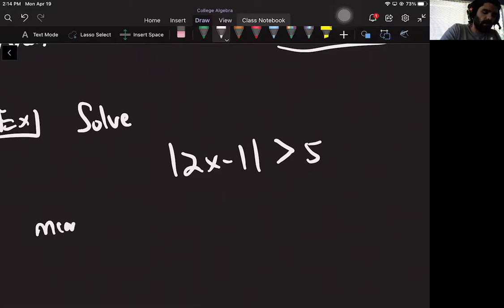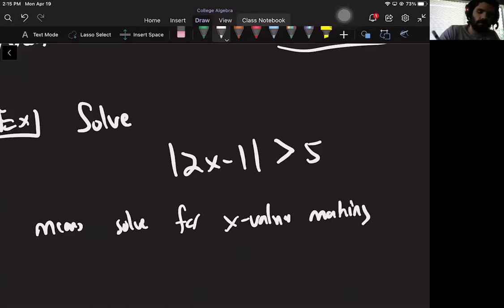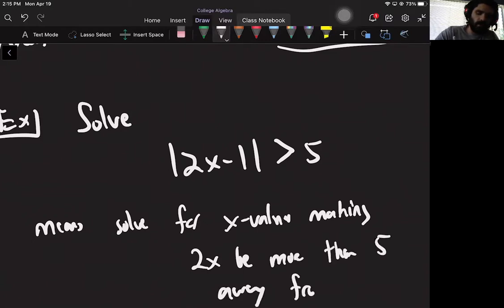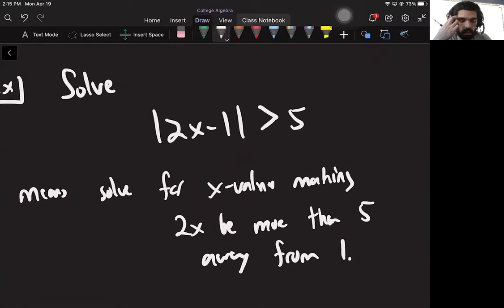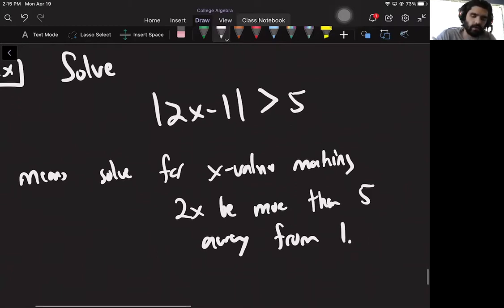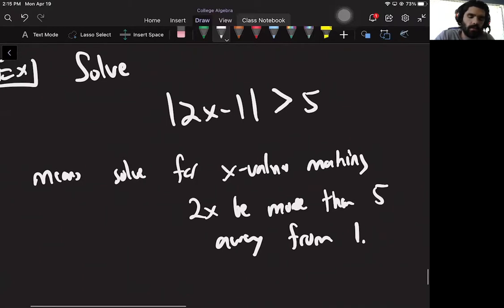So this is really saying, solve for the x values making 2x be more than 5 away from 1. Because the left side is saying the distance from 2x to 1 needs to be greater than 5. So I really want 2x to be more than 5 away from 1.